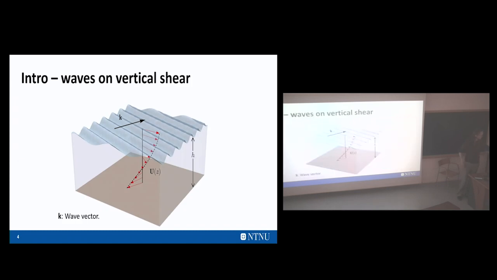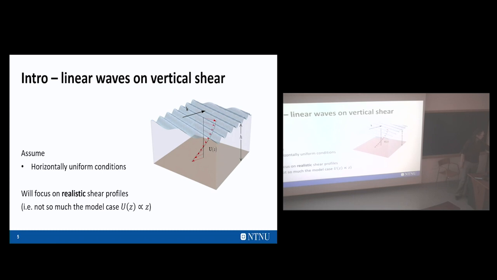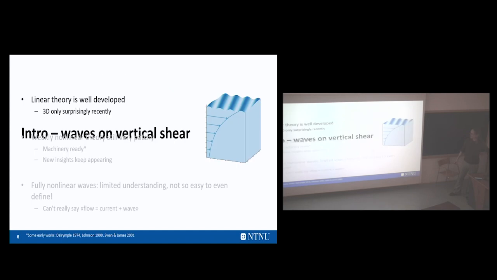So, waves on vertical shear. We assume horizontally uniform conditions for now. I will focus on, let's say, realistic shear profiles. A lot of the theory is developed where u is proportional to the depth coordinate, so it's purely linear in the vertical direction. This particular case is a nice model in a way, but it's got some weird, very peculiar features as well. So I'll be looking into more realistic profiles.